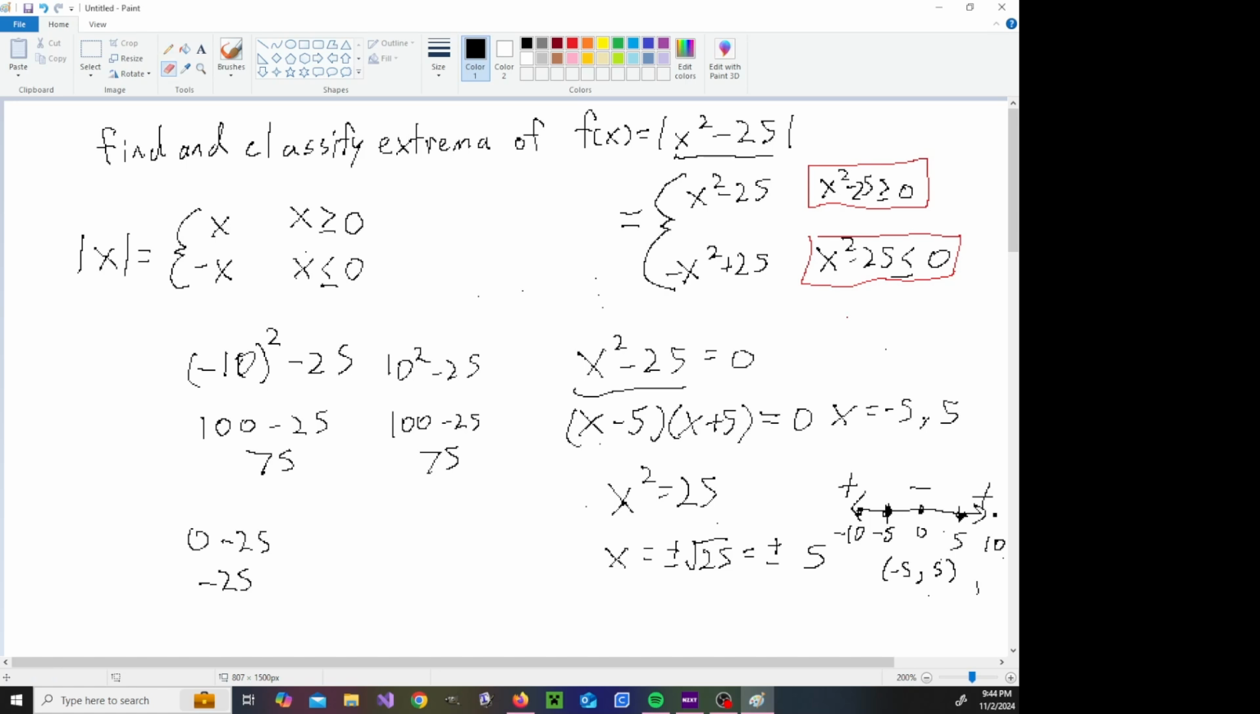So for that reason, I get to rewrite my condition. Instead of just saying that x squared minus 25 is less than 0, I know exactly on what interval that happens.